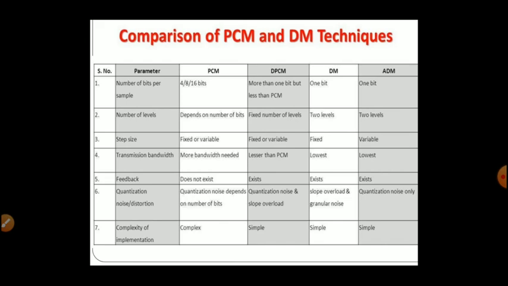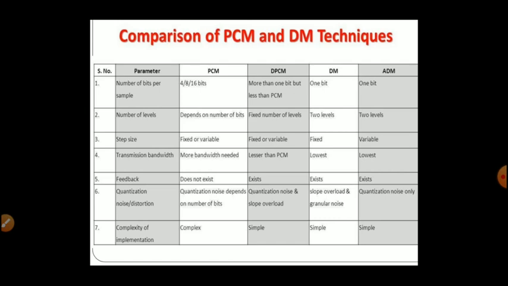Similarly, the number of levels in PCM depends upon the number of bits. In DPCM, a fixed number of levels. Delta modulation 2 levels. Adaptive delta modulation 2 levels. Step size in PCM is fixed or variable. In DPCM fixed or variable. Delta modulation fixed. Adaptive delta modulation variable. Transmission bandwidth: more bandwidth is needed in PCM, less than PCM in DPCM, delta modulation lowest, ADM lowest.